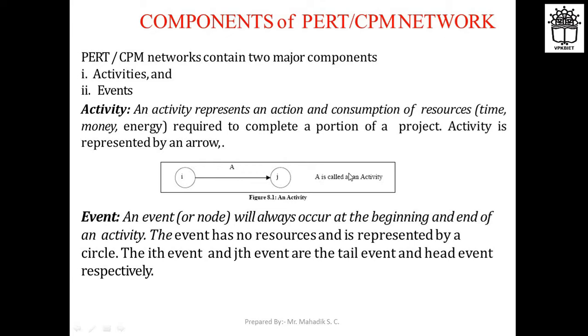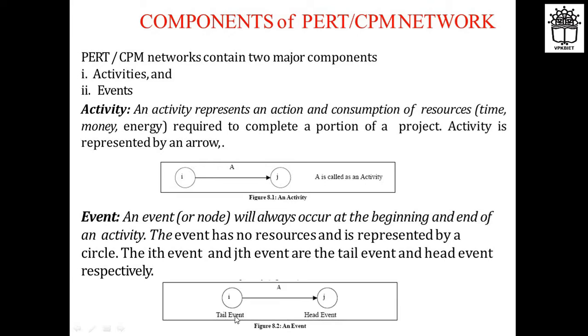That is activity A. A is called an activity in this diagram, whereas an event will always occur at the beginning and end of an activity. The event has no resources and is represented by a circle only. The ith event and jth event are the tail and head event respectively. This i is called the tail event, and this j is called the head event because the arrow is towards j. Remember that: these are the two terms, head and tail event.